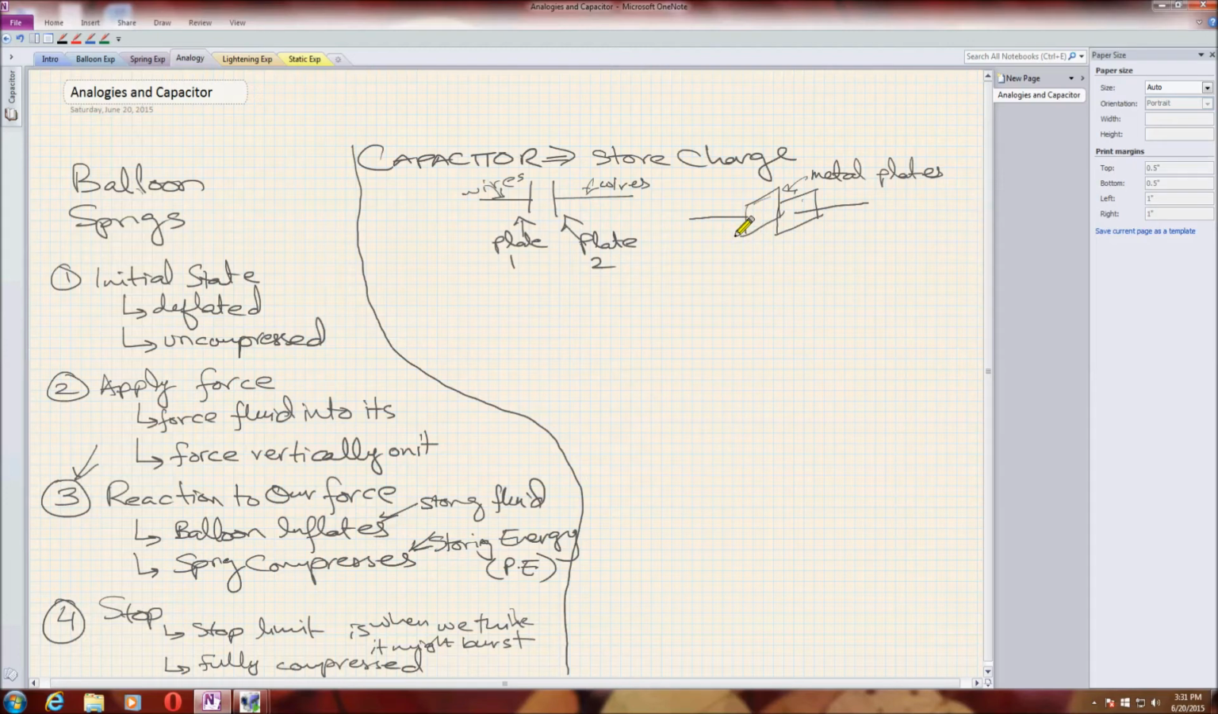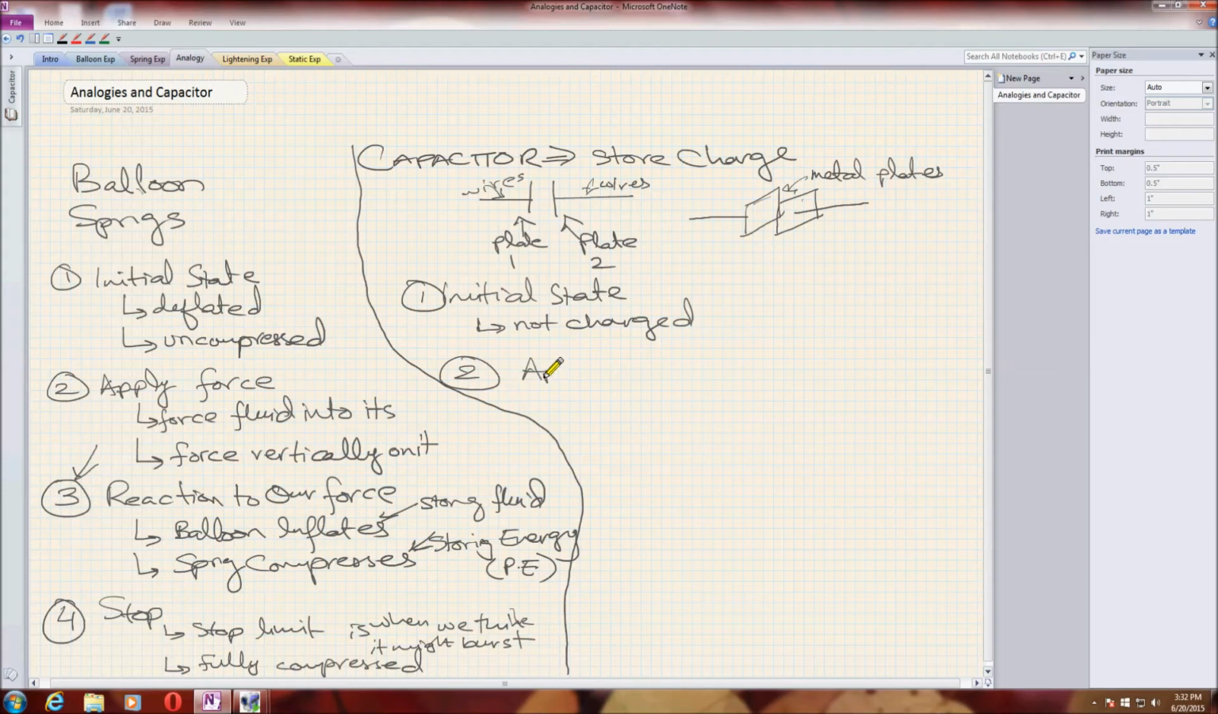Let's now talk about how our analogies relate to our concept of the capacitor. Capacitors also have an initial state, that is, we don't store charge on it. They are just empty, just sitting on the desk doing nothing. So let me write it: not charged. Got it? Okay. Second thing is, now we apply force.